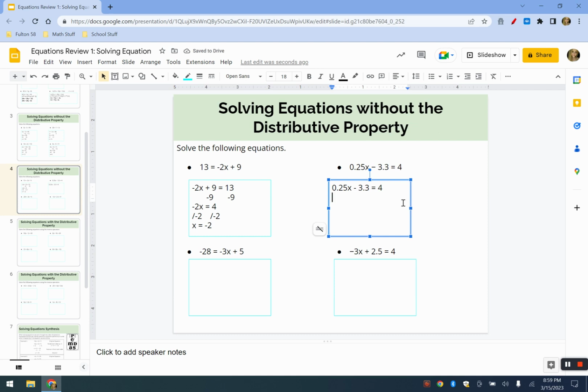All right, so 0.25x minus 3.3 equals 4. So our first step is get rid of that minus 3.3 by adding 3.3. Sorry, I meant 3.3 when I said we're getting rid of it, not just 3. So plus 3.3 on both sides. I'm left with 0.25x on the left and 7.3 on the right. Then we're going to divide both sides by 0.25. And I get x equals 29.2.